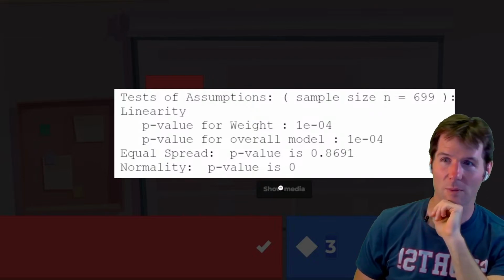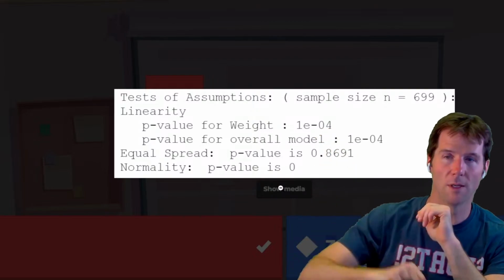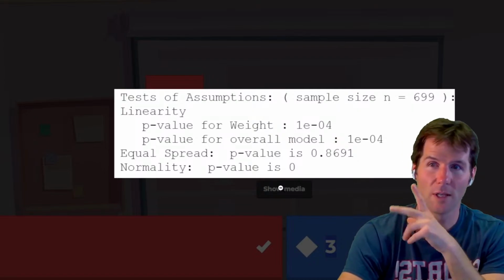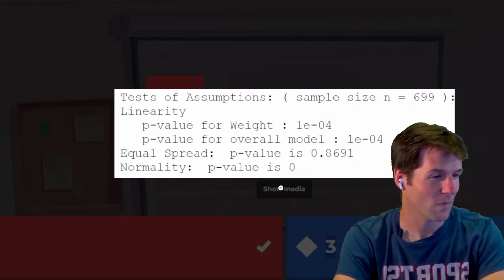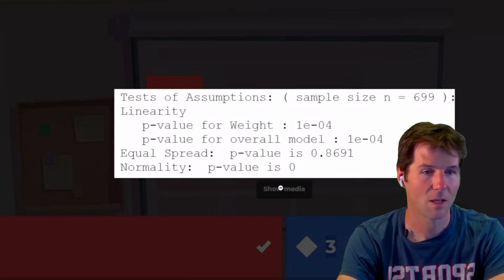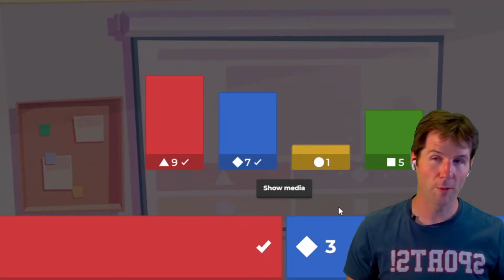So how do you know if something has failed right here? Because that's scientific notation for 0.001. How do you know if any of these are failed? Below 0.05.